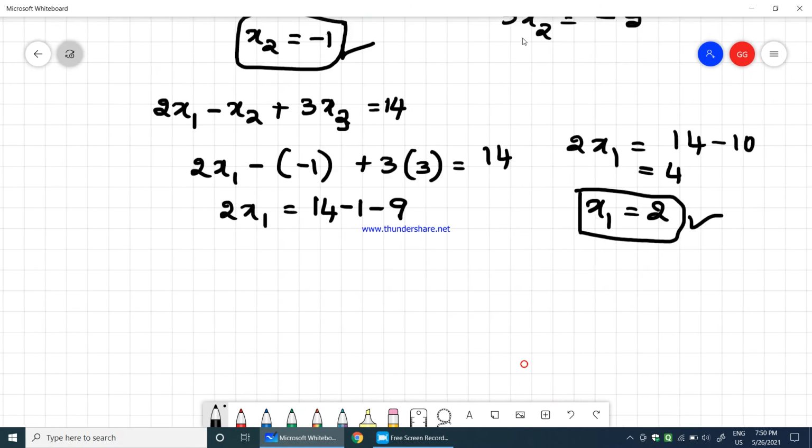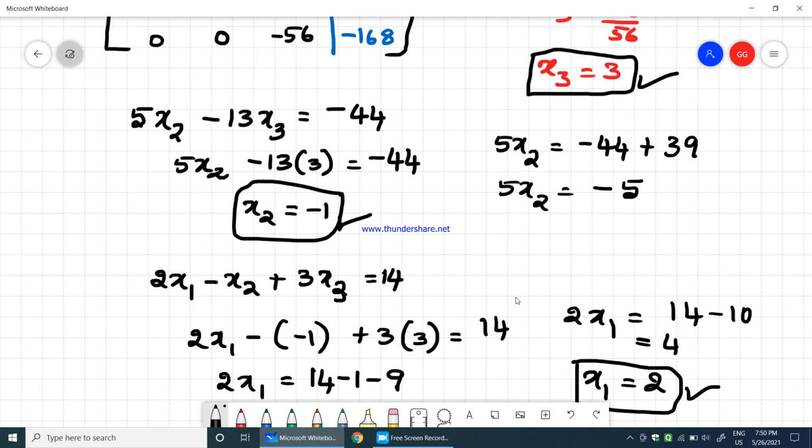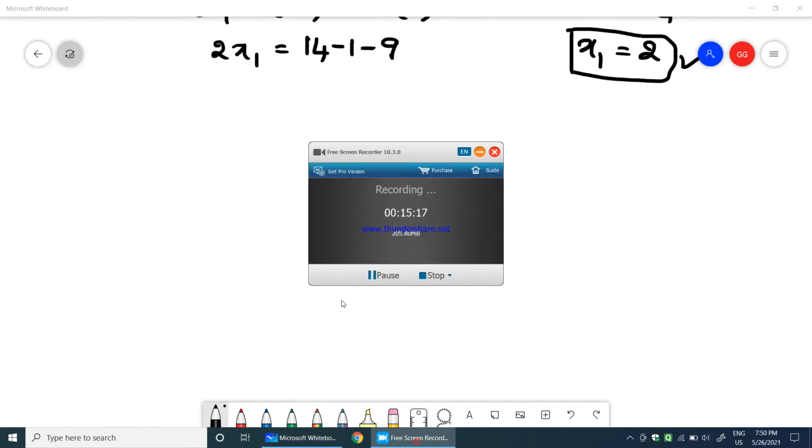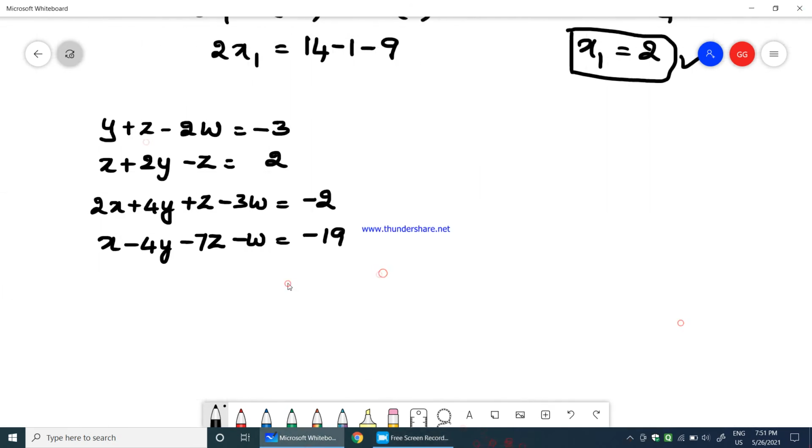Okay, so let us go with the next example. So these are the three roots for the first problem. So let us go to the next problem. Okay, so these are the equations of the second problem. Now we'll again use the Gaussian elimination method.